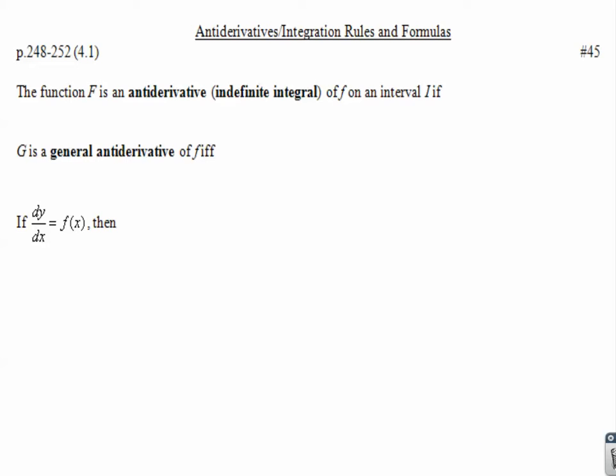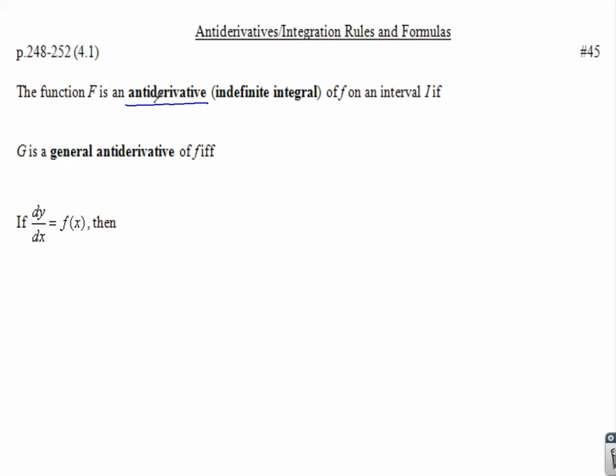Welcome to Chapter 4. In 4.1, our objective is to evaluate indefinite integrals. Indefinite integrals, or antiderivatives as they are also called. Please try to think of these as synonyms.